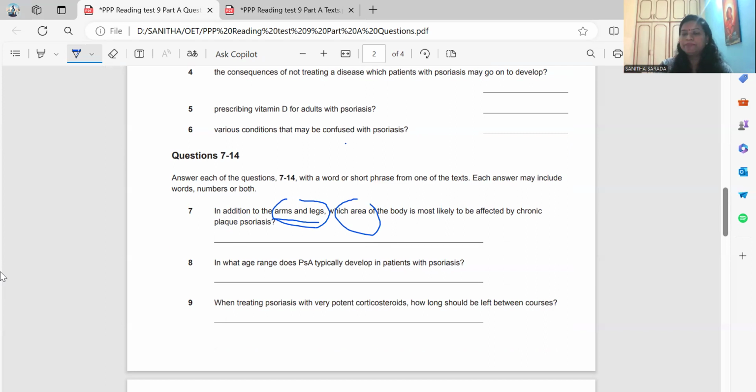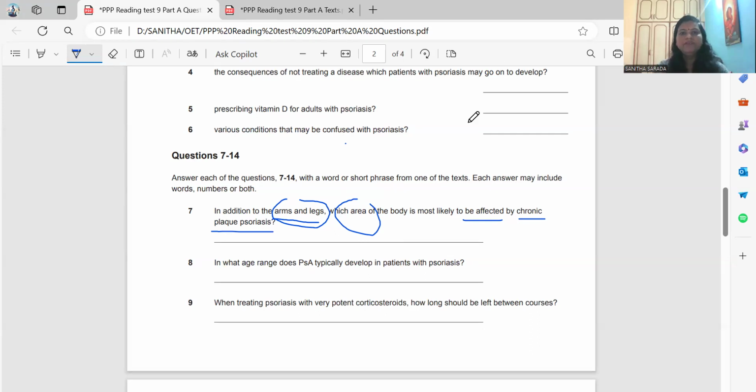Chronic plaque psoriasis, these are the points. In addition to arms and legs, which area is most likely to be affected by chronic plaque psoriasis? Just by underlining the question, you can definitely understand it. So what is the question asking now?